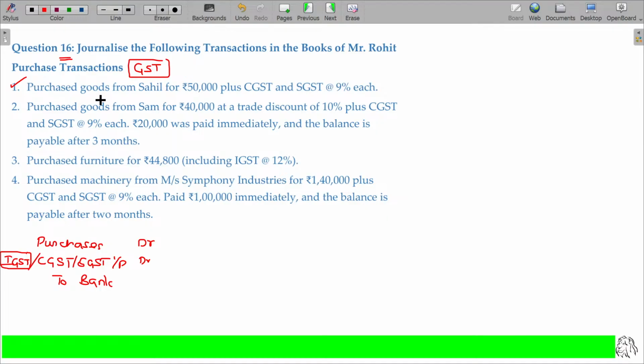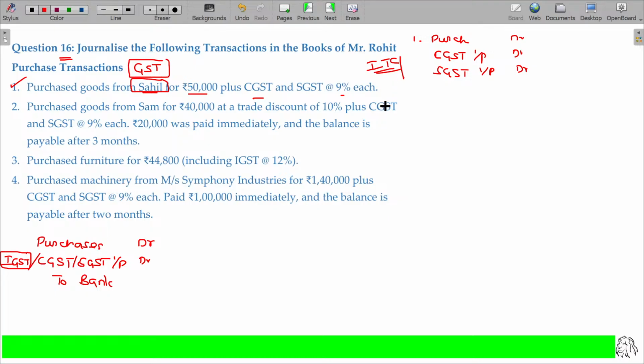Question number 1. Purchased goods from Sahil for 50,000 plus SGST and CGST at 9% each. Sahil, so credit purchase. The journal entry is purchases account debit, CGST input account debit, SGST input account debit. Anyhow, you will be able to get it back. So usually it is named ITC, input tax credit.